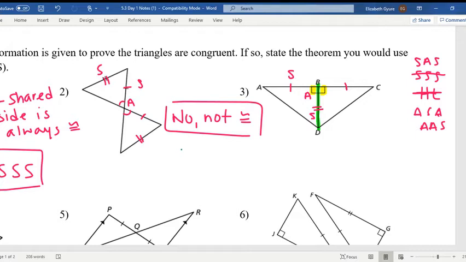Angle side angle is not an option because we don't have 2 sets of congruent angles. And same thing for angle, angle, side. That's not an option because again, we don't have 2 sets of congruent angles. So this has to be yes, by side, angle, side.